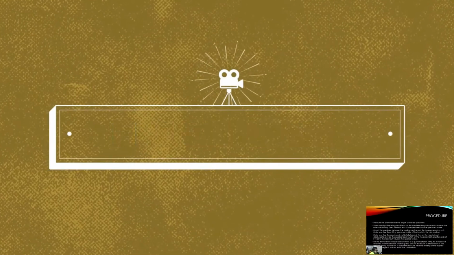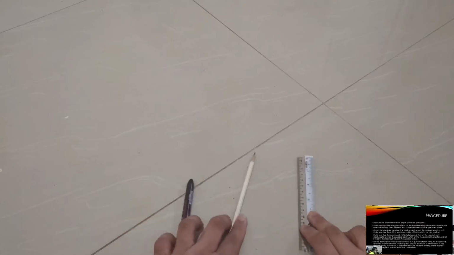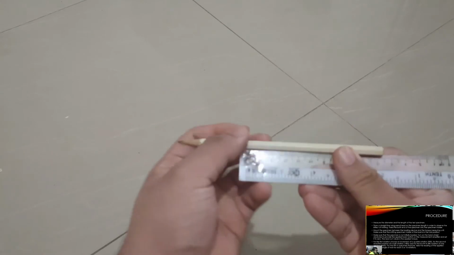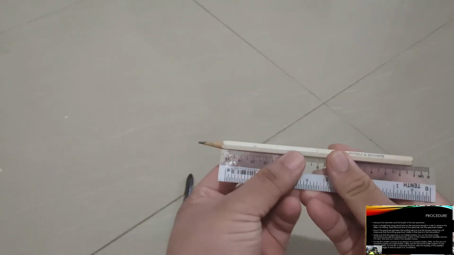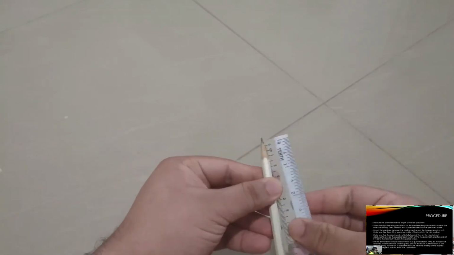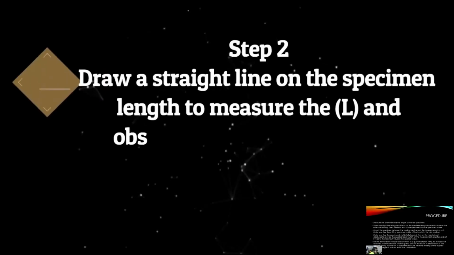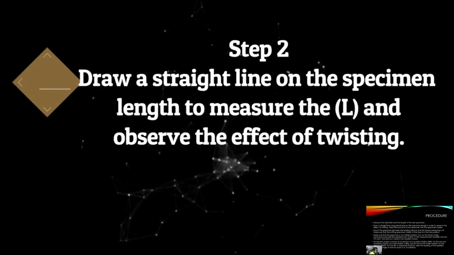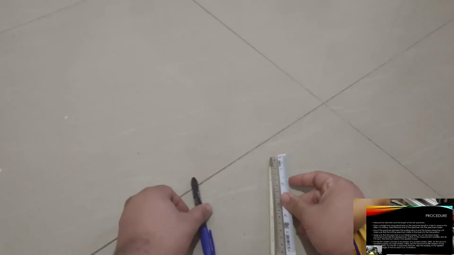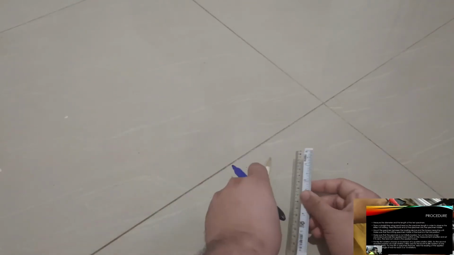So, for the procedure, first measure the diameter and the length of the test specimen. Draw a straight line using the pencil lead on the specimen length in order to observe the effect of twisting. Fix both ends of the specimen into the specimen holder. Mount the specimen between the loading device and the torque measuring unit. Make sure that the shifting specimen holder of the load is in the mid position. Make sure that the specimen is not initially loaded.